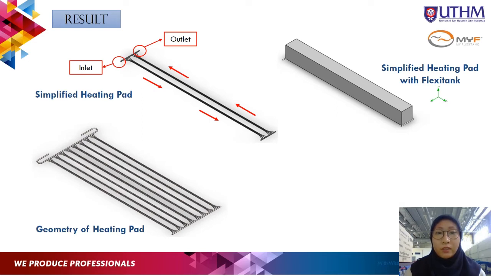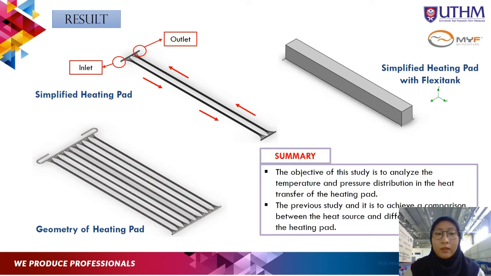So for the summary, in this result, the objective of this study is to analyze the temperature and the pressure distribution in the heat transfer of the heating pad. The previous study is to achieve a comparison between the heat source and the different thickness on the heating pad.